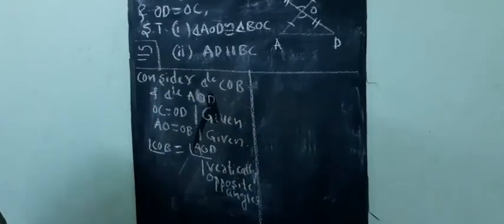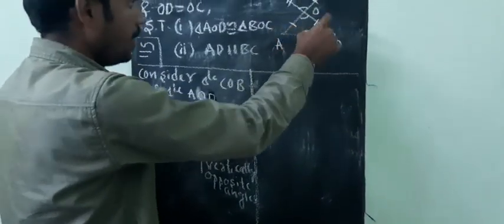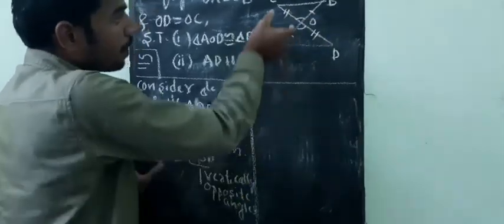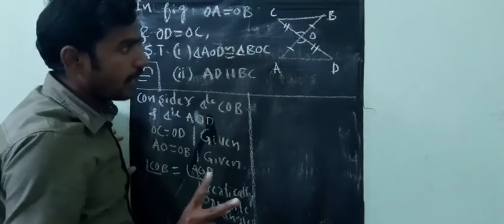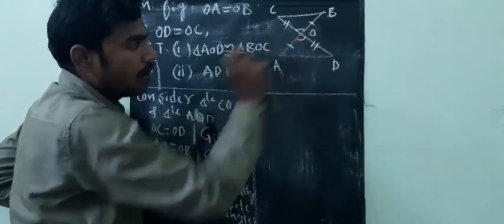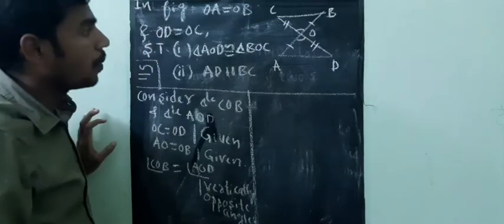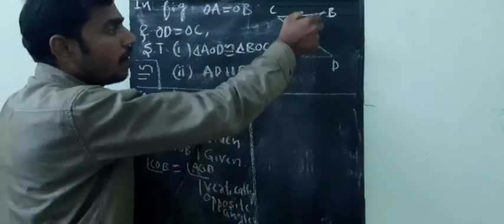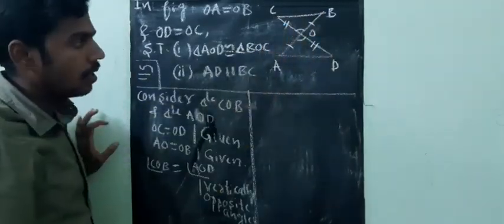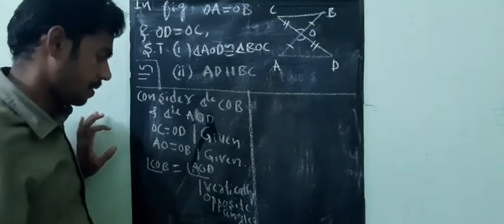Vertically opposite angles. See, I will show this. OC, OC. OB, OB. COB, COB. Now, CO and OB are the two sides and COB is the included angle. Here, AO and OD are the two sides and AOD is the included angle. So, we are able to prove the two sides and included angle of one triangle are equal to two sides and included angle of the other triangle. Then I can say these two triangles are congruent. Yes, I can say that.